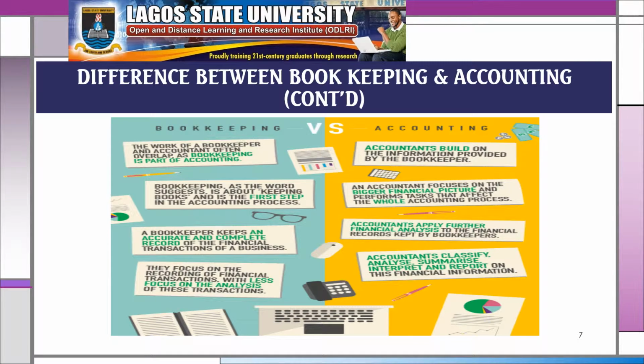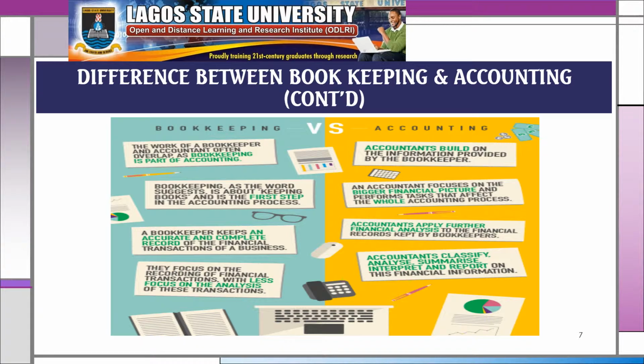They focus on the recording of financial transactions with less focus on the analysis of these transactions, which form the bulk of the activities of the accountant or accounting. In the case of accounting, accountants build on what the bookkeeper or bookkeeping has done. The information provided by the bookkeeper will be used by the accountant to perform his own function and carry out further activities on that.